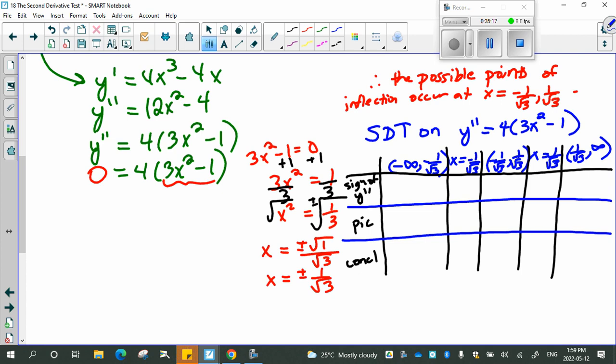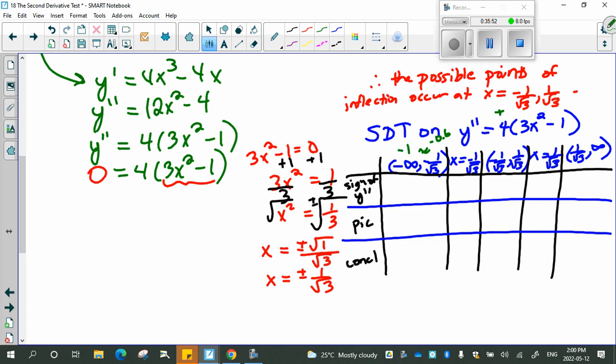Okay, so we need a representative number between negative infinity and negative 1 over root 3. So we probably want to know what negative 1 over root 3 is, right? Approximately. It's not an issue. So negative 1 divided by the square root of 3 is approximately negative 0.577, like approximately negative 0.6. So what could I choose and be in that interval? An easy number to choose. Negative 1. So I'm going to choose negative 1.